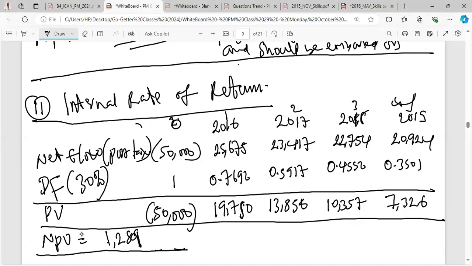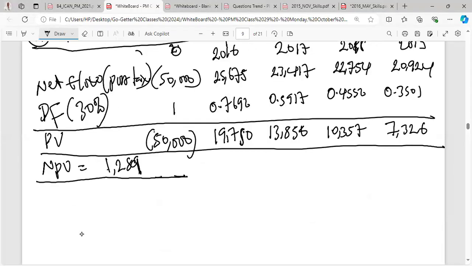This is positive NPV. So even if the investment rate is 30%, this project should still be done. Maybe perhaps 35%, it may not be done. So, here we have NPV.